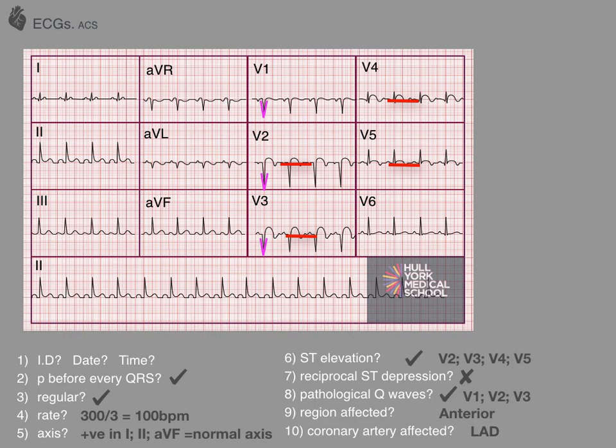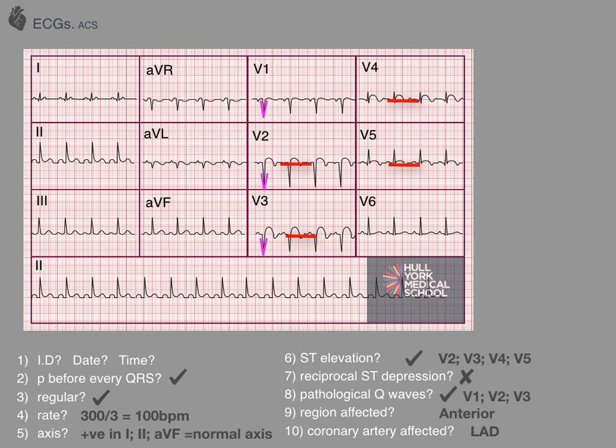We then look to see if there are any Q waves. And hopefully you can appreciate that in the anterior chest leads, so V1, V2 and V3, the first deflection within the QRS complex is a deep downwards deflection. So this would be a pathological Q wave. And what this is telling us is that that ST elevation has likely been there for several hours.